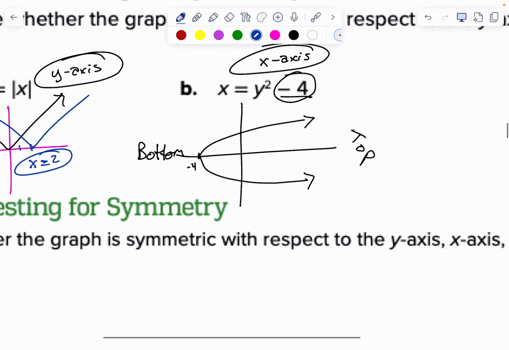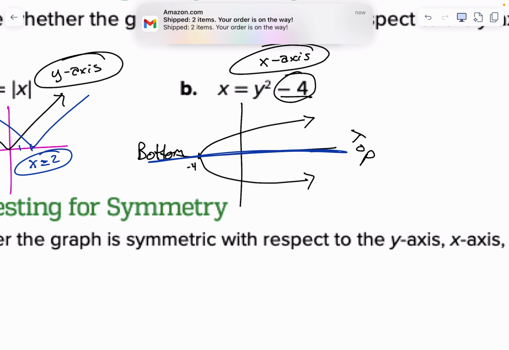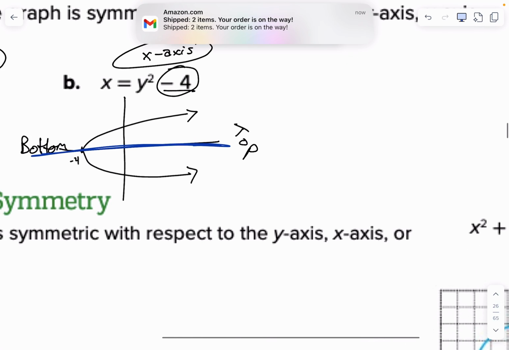But this one, even though we moved it to the left 4, still has x-axis symmetry because that's where the axis lives still. Yes, good question. And there is no C. Okay.